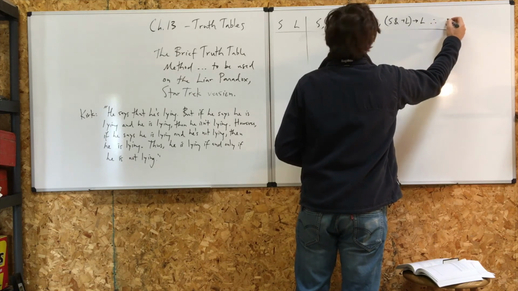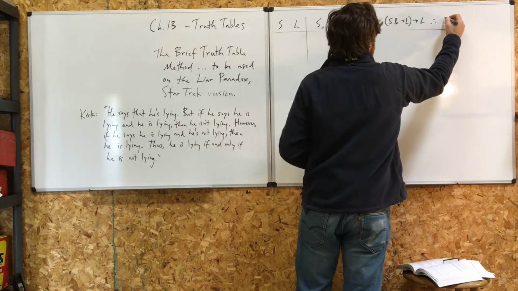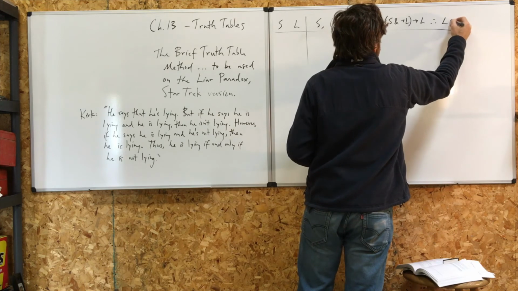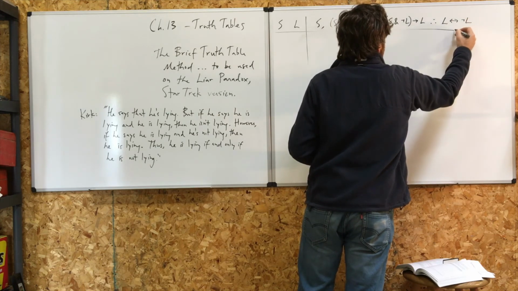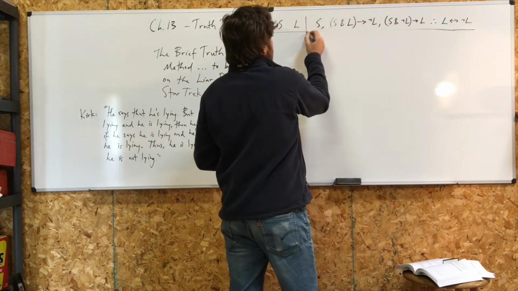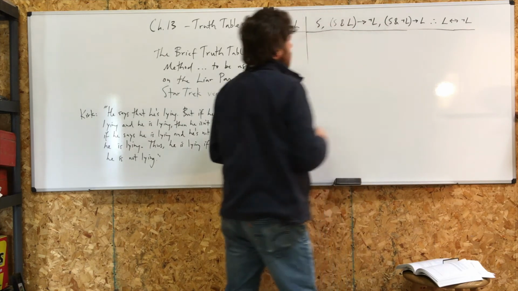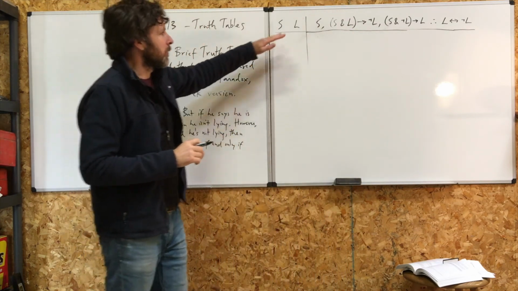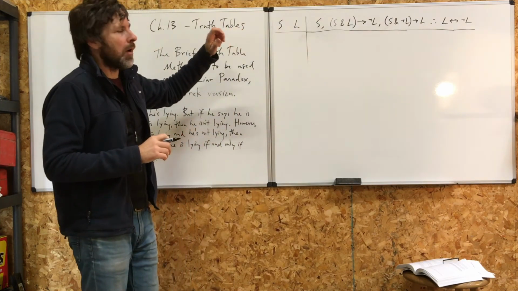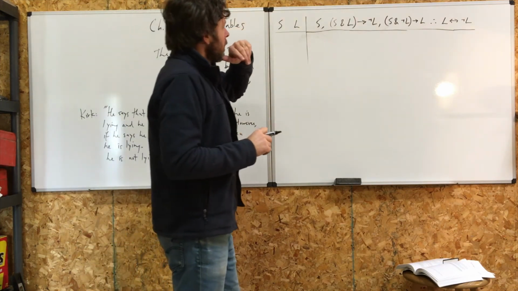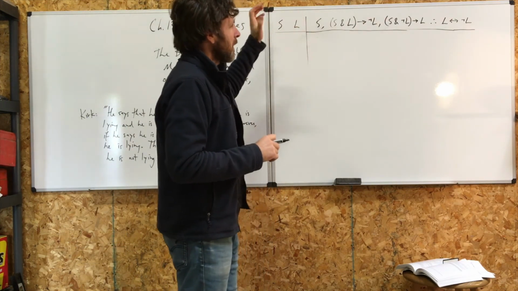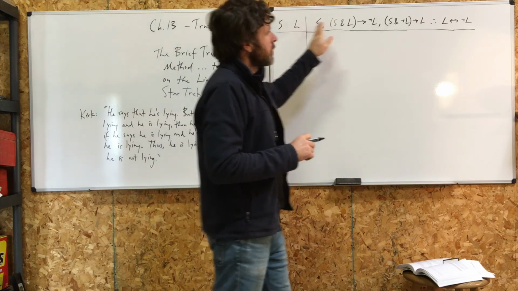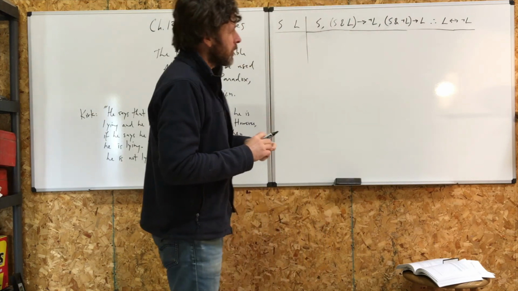Therefore, what is it? He's lying if and only if he's not lying. Okay? So here's the way we begin this truth table. Now you could just do the 4 rows. That's not too much of a problem. And you could just do that mechanically. But let's try to do the brief truth table method.